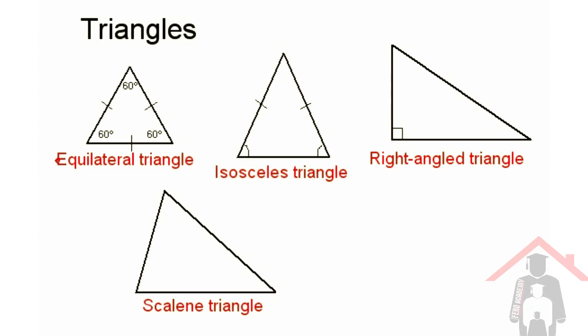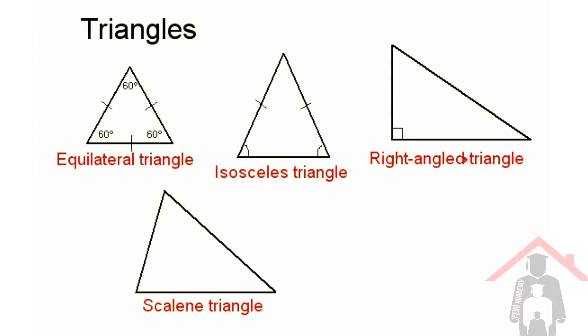The first one is an equilateral triangle. In an equilateral triangle, the 3 sides are the same and the 3 angles are the same, and they're always 60 degrees. The second one is an isosceles triangle. We have 2 sides the same and the 2 base angles are the same as well.